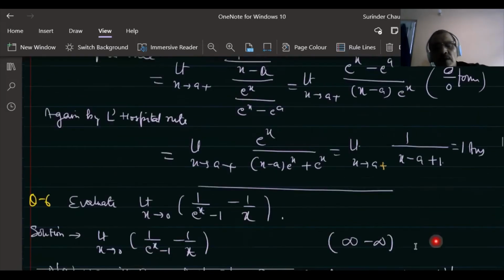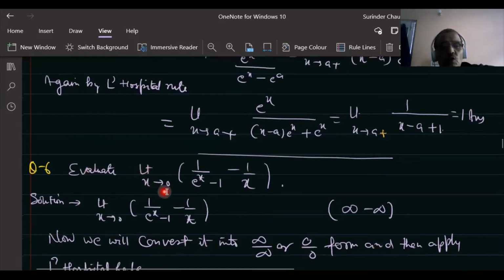And evaluate the limit as x approaches 0 of 1 upon (e^(2x) minus 1) minus 1 upon x. Now you can see the question is of infinity minus infinity form. At x equal to 0, 1 upon 0 is infinity, and 1 upon 0 is infinity, so infinity minus infinity form. So take the LCM. In order to evaluate a limit of infinity minus infinity form, it will be converted either into 0 by 0 form or infinity upon infinity indeterminate form.